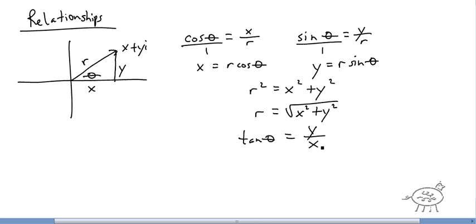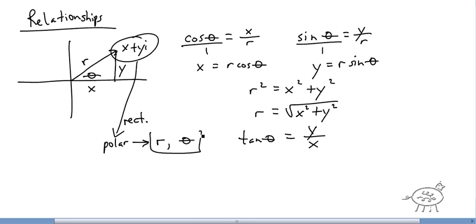With these pieces of information, let's look at this. This is rectangular form, and let's convert that into polar. Basically, polar uses r and theta. Those are the only two things you're going to see in polar: r and theta.